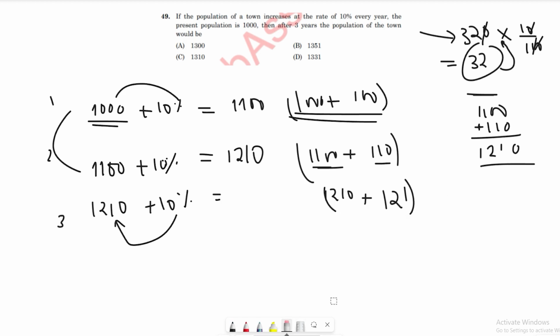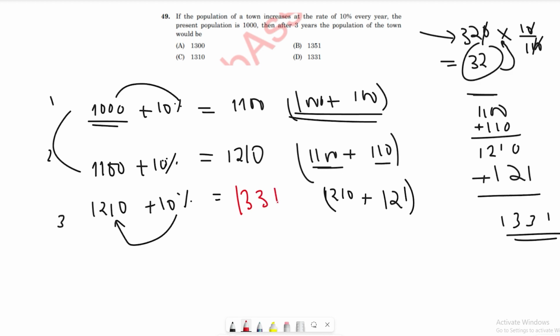Plus 121. So this is 1, 2 plus 1 is 3, 2 plus 1 is 3, and so 1331. So the final answer to this question is 1331. This should be the answer. Option number D is the correct answer for the first question.